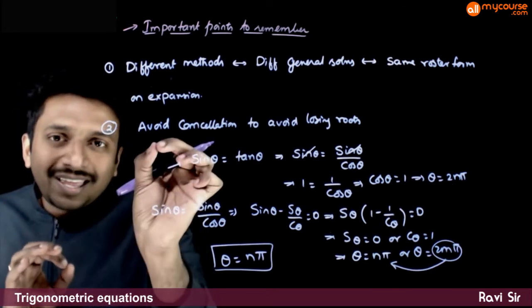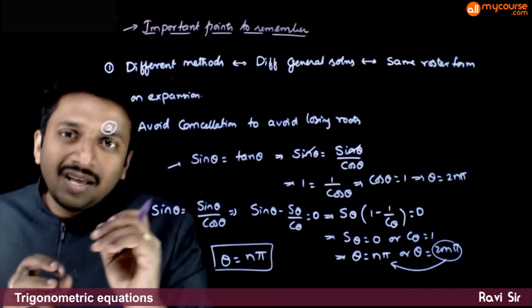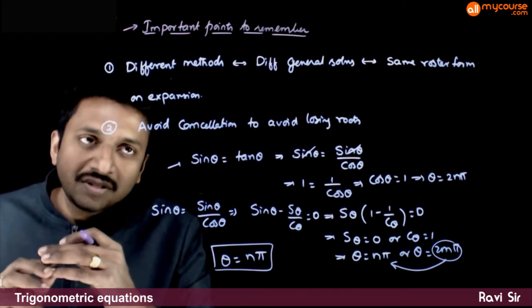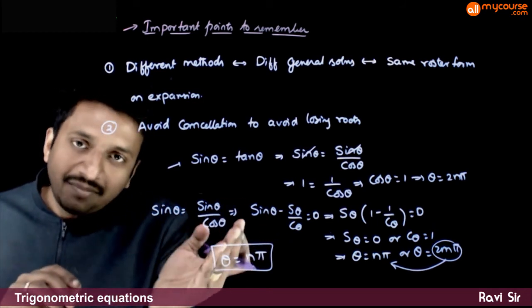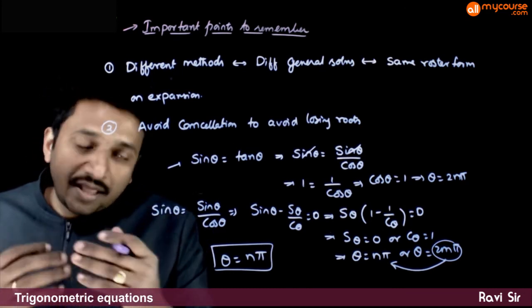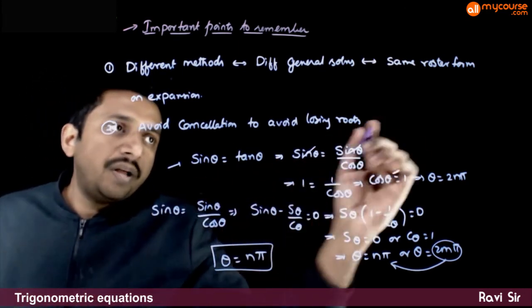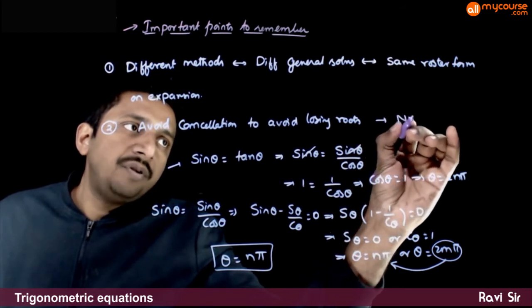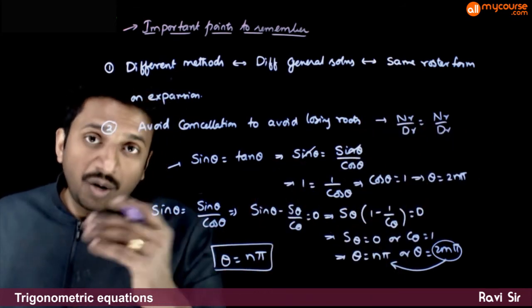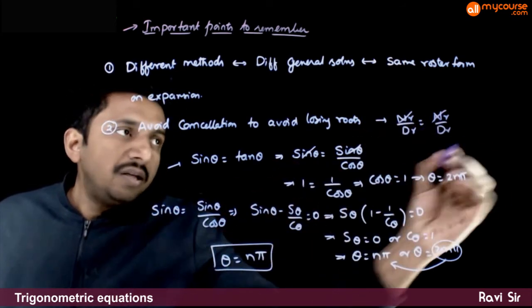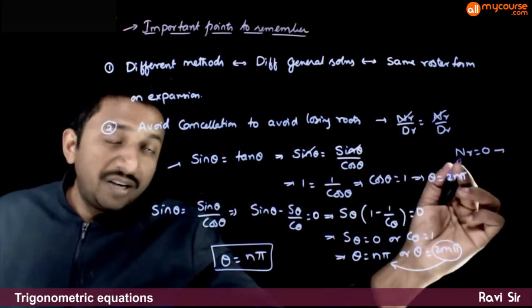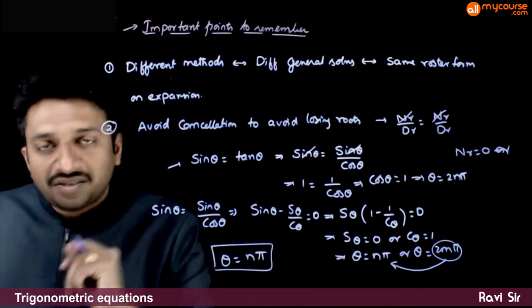So whenever you do cancellations, there is a chance of losing some roots. So avoid cancellation in trigonometric equations. If you want to cancel them, bring them onto one side and take that as common. Otherwise, whenever you cancel a numerator, so if you have numerator by denominator equal to some numerator by some denominator in trigonometric equations, if you cancel the numerator, you have to write numerator is equal to 0 as one of the solutions.